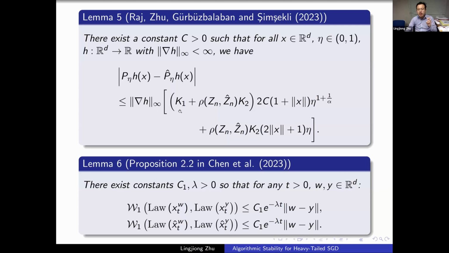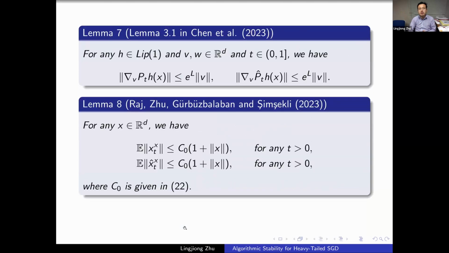And then remember that we need to obtain some geometric ergodicity, right? Geometric ergodicity to make sure that it doesn't grow as time grows. For that, actually, we can just borrow directly some geometric ergodicity result from Chen et al.'s paper. So that means you have some Wasserstein contraction for both the xt process and the xt hat process.